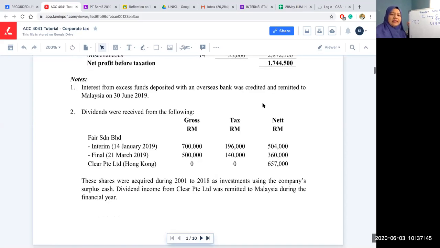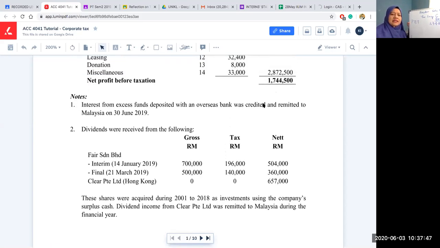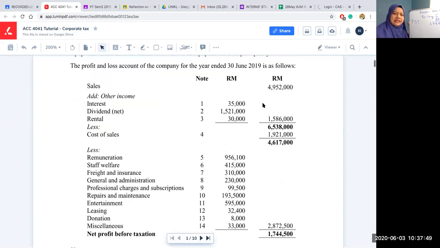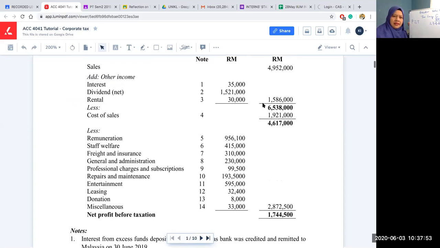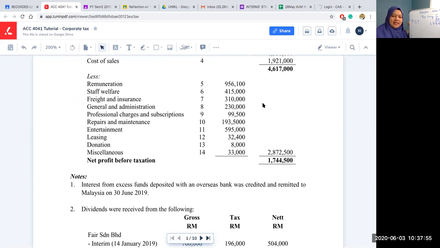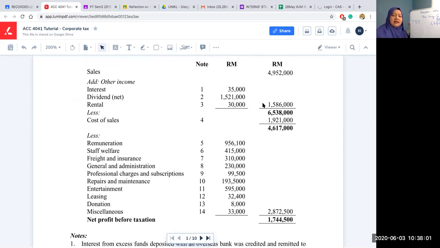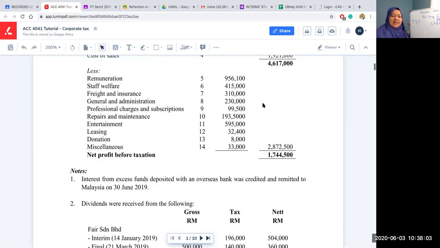Okay, note number one, interest from excess. So is interest an income or expense in this case? Interest from excess fund deposit. It's an income, right? So then you have to adjust. When you say the interest from excess fund deposited with an overseas bank, credited and remitted to Malaysia, you know that it's under section 4A, B, C or D.